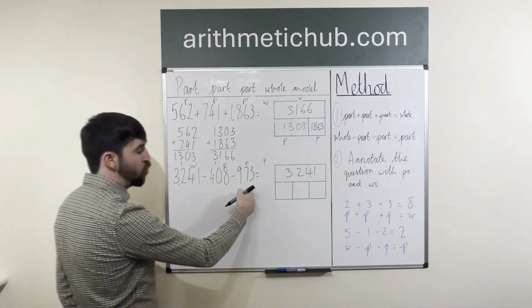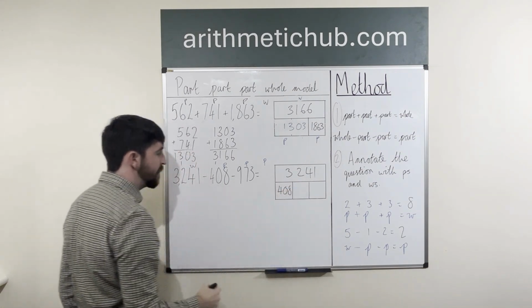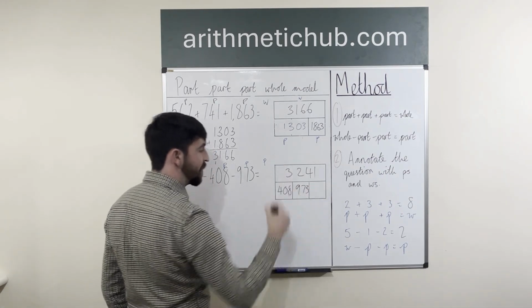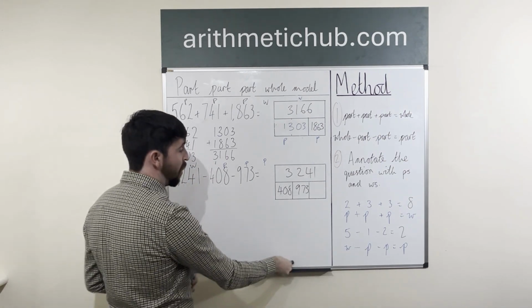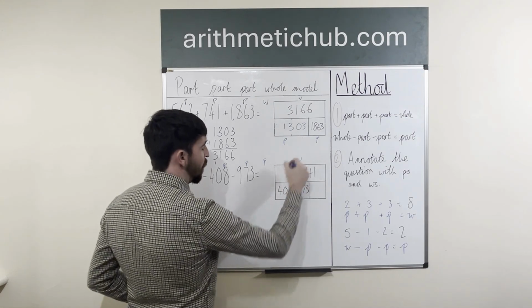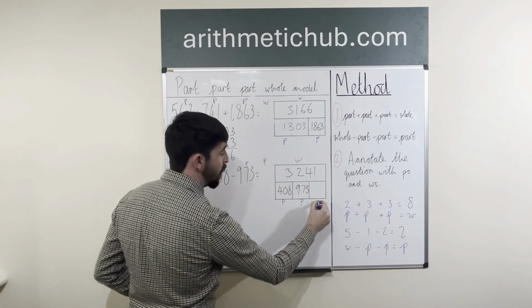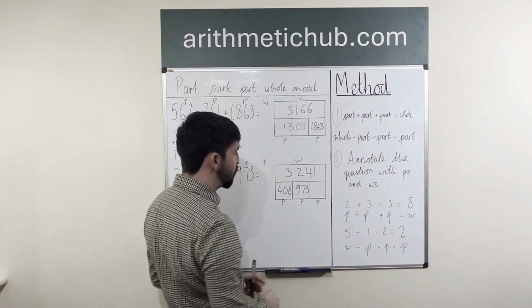Then we've got our two parts that we know. Our first part that we know is 408. Our second part that we know is 973, but we don't know the final part. So let's annotate on the parts of the bar model. We have our whole, we have one part and another part, but we're missing this final part. And the way we find that is through our subtractions.